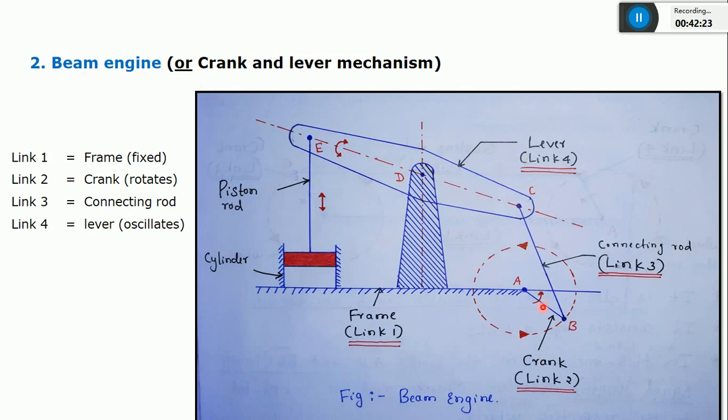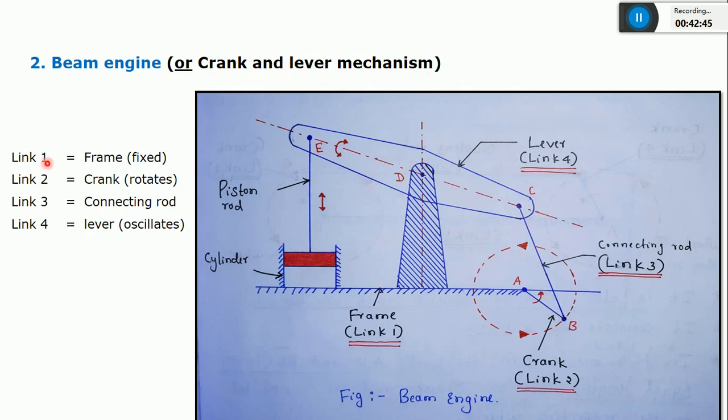Okay, so since it is having only one crank and only one lever, this mechanism is also called a crank and lever mechanism. The previous case, that is a coupling rod of locomotive, since it is having two cranks, that is known as a double crank, but in this case only one crank and one lever, so I can call this a crank and lever mechanism.